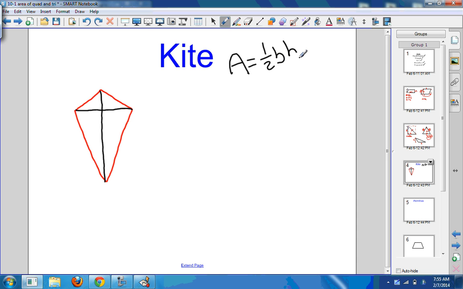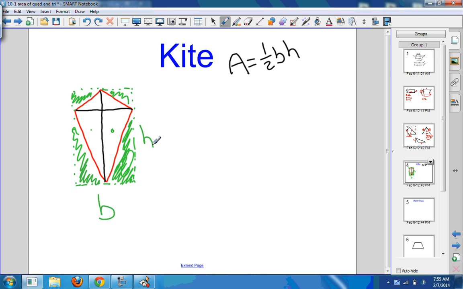So a kite's going to be similar. If I were to change this kite into a rectangle, the area of this rectangle would be double my kite, because this triangle here is the same as this triangle, and this triangle here is the same as this triangle. Same thing with my smaller ones. So I found the area of this rectangle with a base and a height. I could just divide it by 2.